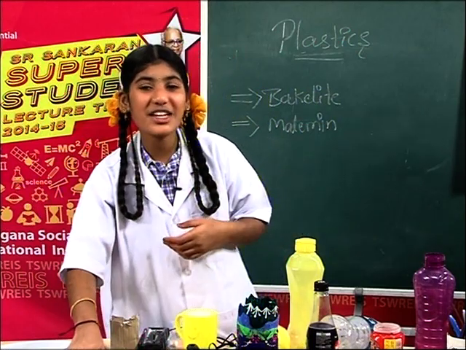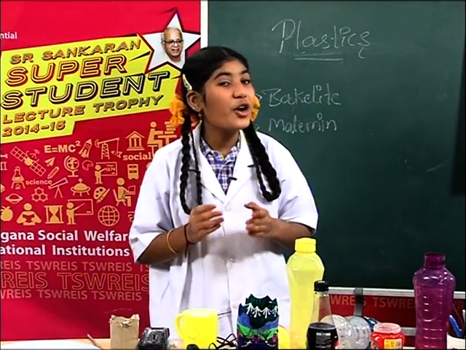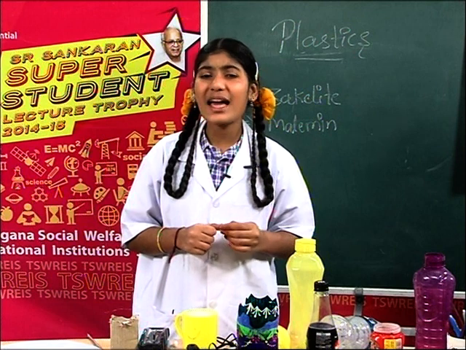So friends, let us see the formula of carbolic acid and formaldehyde. Keep your glance on the screen, friends. Observe this. This is the formula of formaldehyde. And friends, look at this. This is the structure of carbolic acid and this is a monomer of formaldehyde. By joining these types of monomers into a chain-like structure, it becomes a polymer, a large polymer. Did you understand, friends? This is the formula of formaldehyde and carbolic acid.